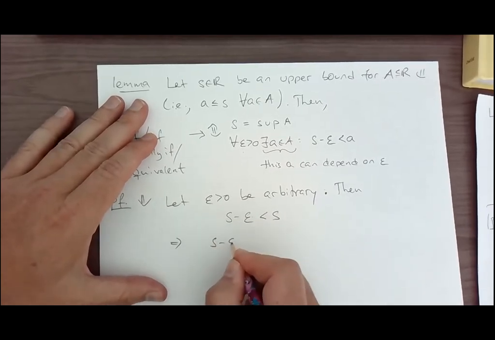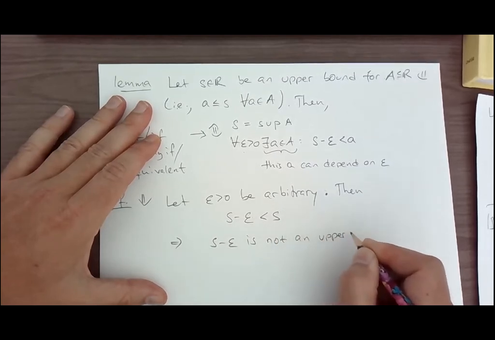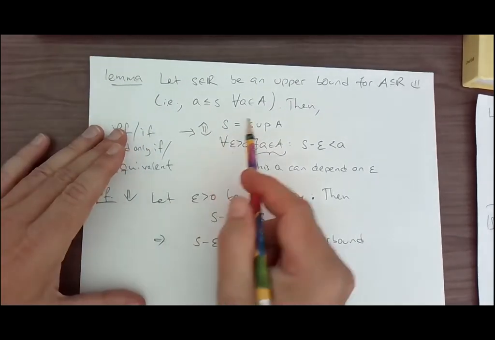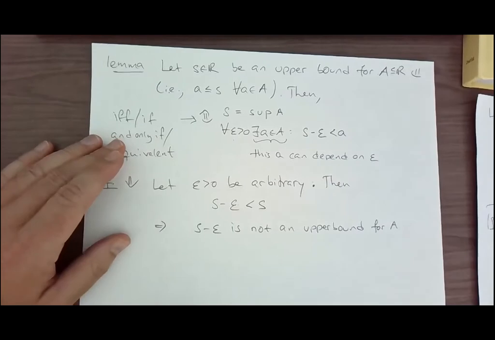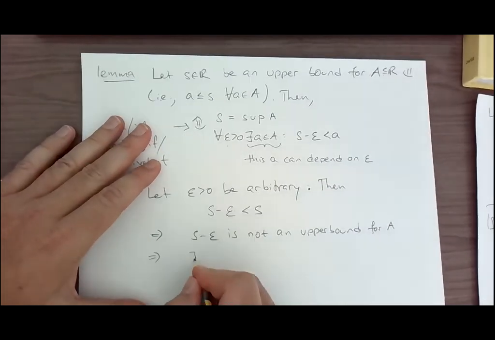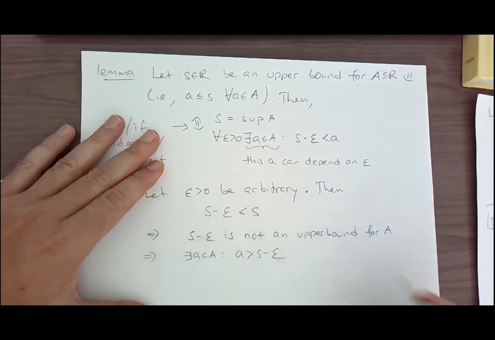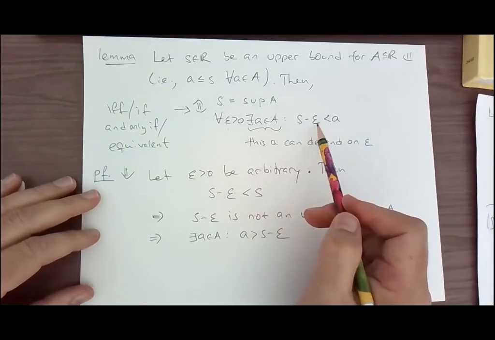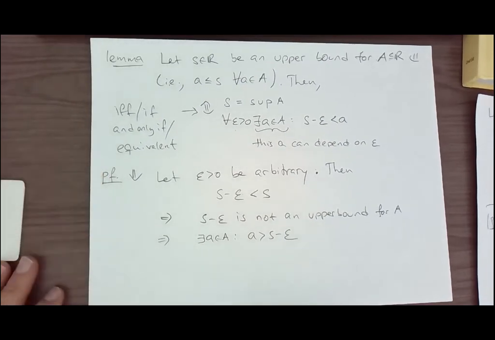So there's no way that S minus epsilon is not an upper bound, because otherwise you would have a conflict with S being the upper bound. If it's not an upper bound for A, that means that there is some A that is bigger. And that was the conclusion of the first part. Right, if it's not an upper bound, you can find something that is bigger inside A.